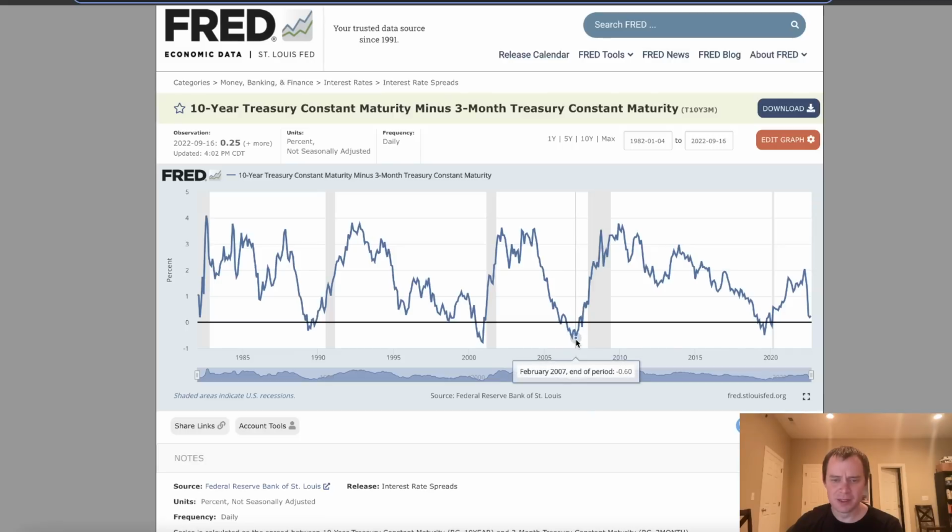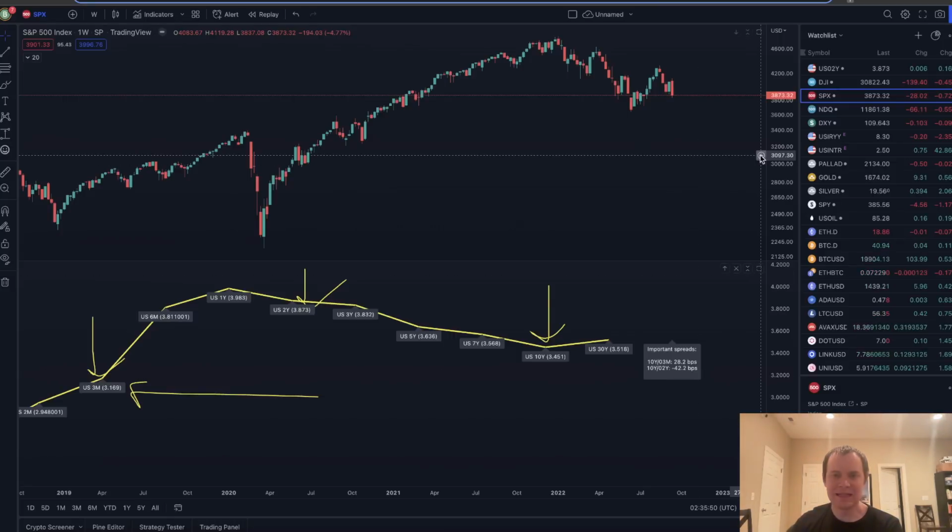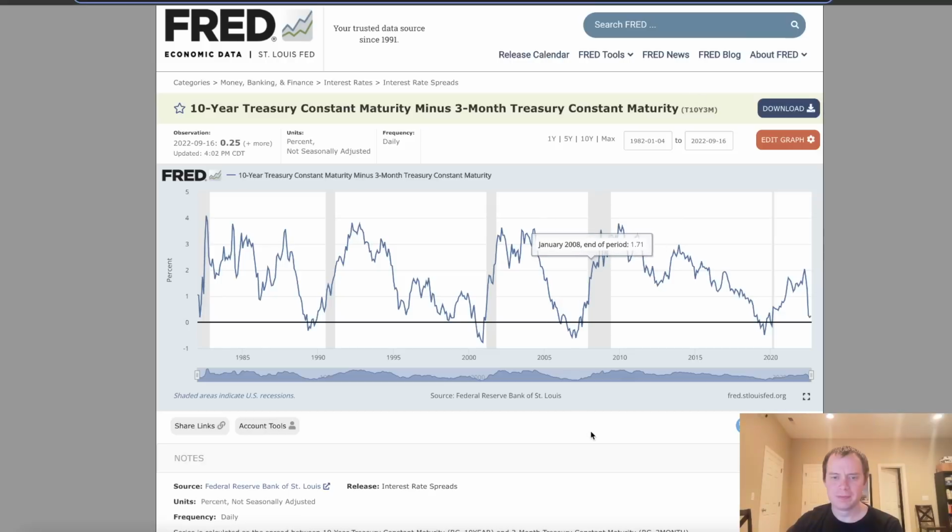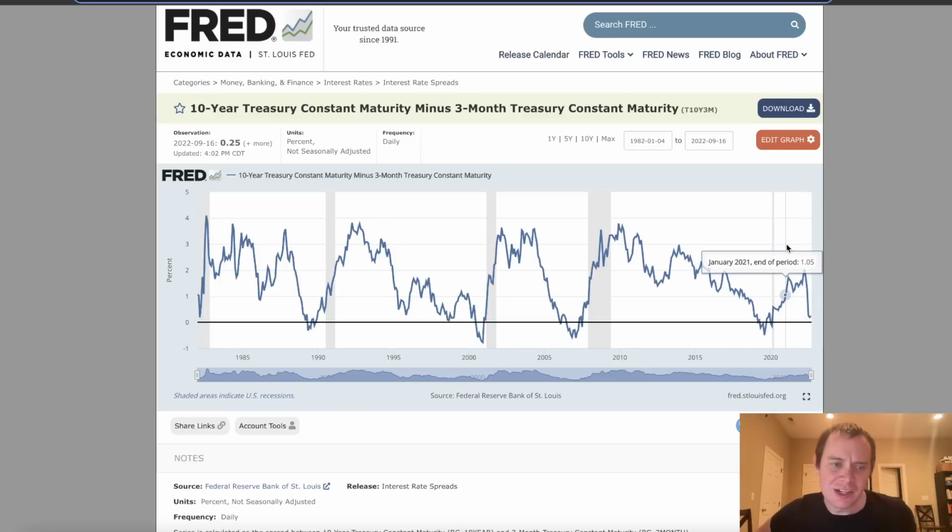Negative 0.6, okay? Negative 60 basis points. You go over here in 2019, we had it negative 0.49 or so. Over here in 2000, negative 0.77, so negative 77 basis points. These both led to recessions. In 1990, same thing. Okay, so a lot of economists would actually prefer the 3-month and the 10-year. And you can see they have not actually crossed yet, but they are getting dangerously close.